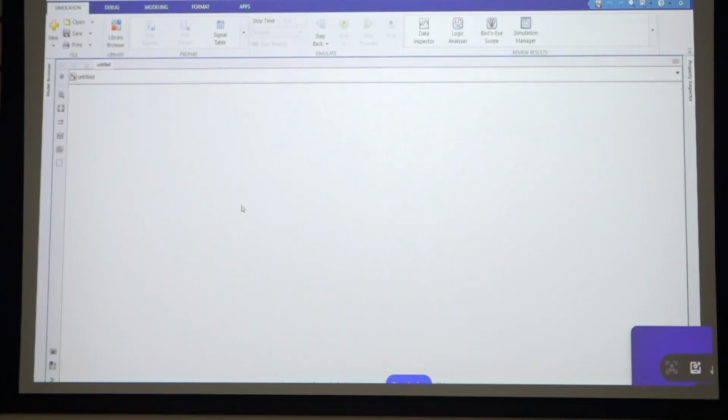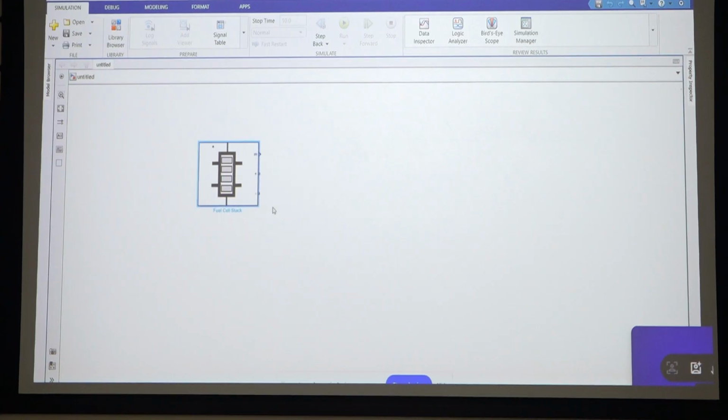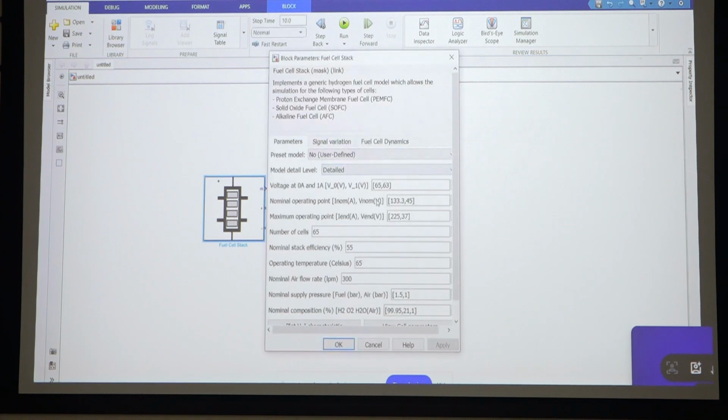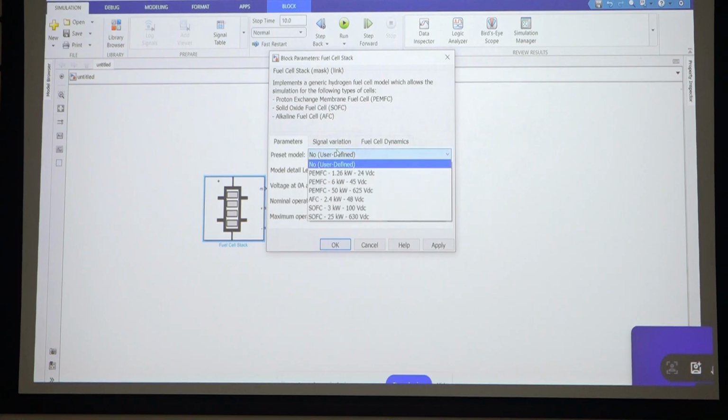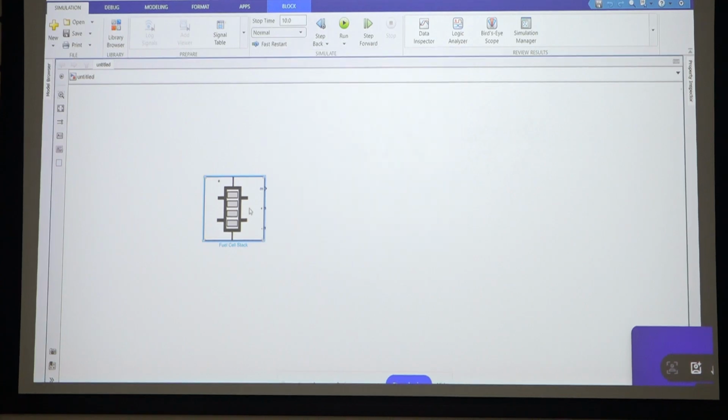On this interface, if you double click with your mouse, then this kind of pop-up will show. Just right here, fuel cell, as I said, fuel cell stack. So we can take a fuel cell stack like this. After double clicking on this block, we are selecting the simplified model, and this is 6 kilowatt. For example, this one we are going to take. Click OK.